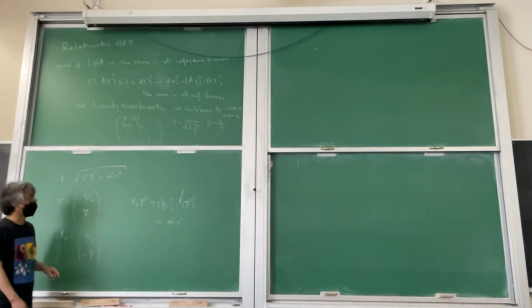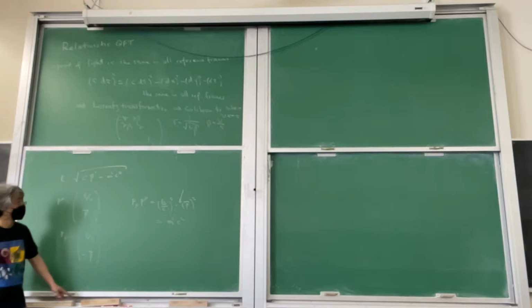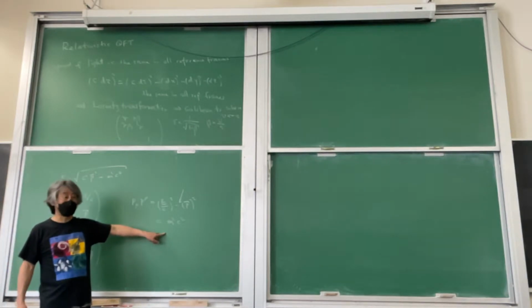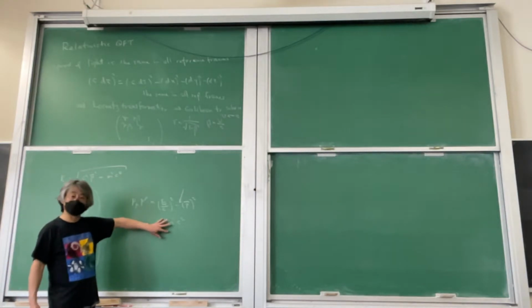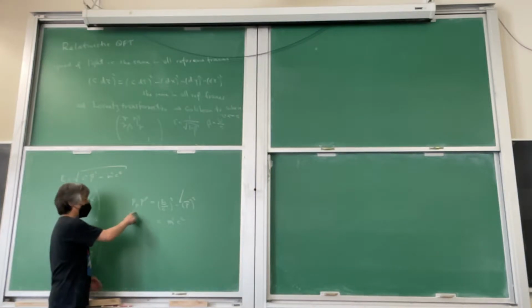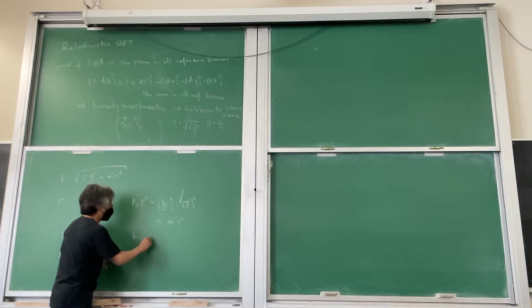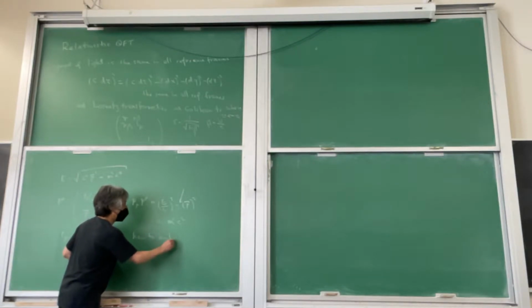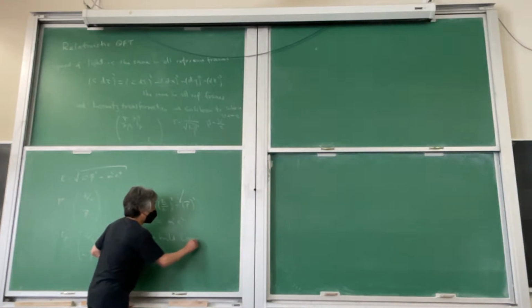And you can easily check that this is actually m squared c squared. And mass is an intrinsic property of a particle, so this is indeed the same in all reference frames. So that's how we know how to build Lorentz invariance.